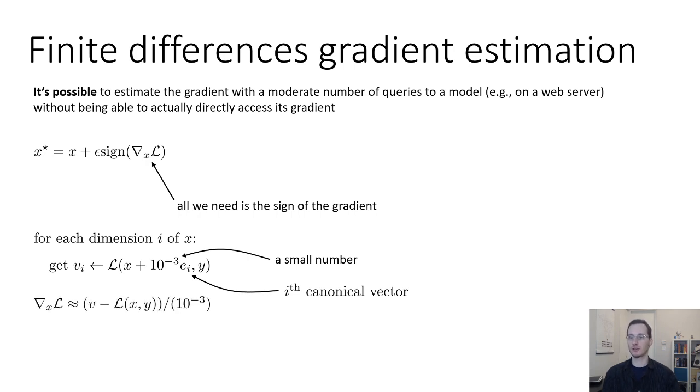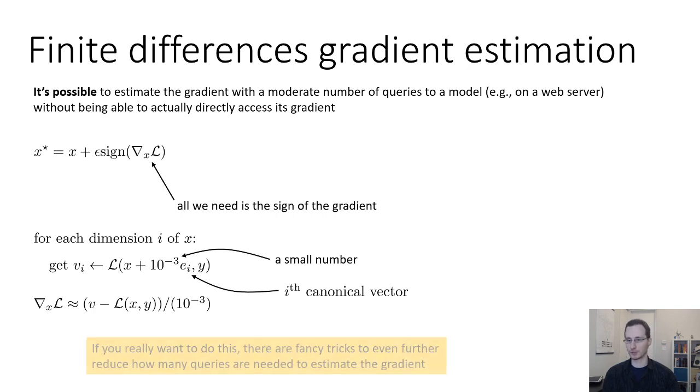And then you can estimate the gradient by taking these perturbed values, subtracting the original loss at x, y, and then dividing by your small number. So this is basically a finite difference approach to estimating gradients. So the number of queries you need here is equal to the number of pixels. If you really want to do this, there are also some fancy tricks to even further reduce how many queries are needed to estimate the gradient, to get away with fewer queries than there are pixels in the image. But if you can make a number of queries equal to the number of pixels, you can use this attack.